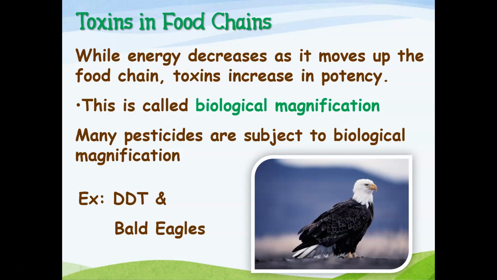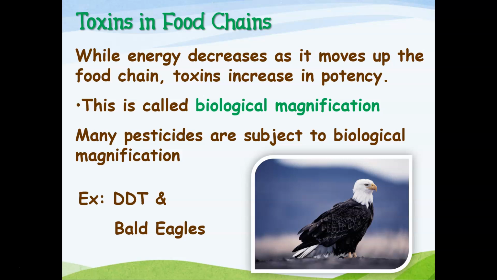And the problem is that although we've talked about how energy decreases up a food chain, nutrient availability decreases up the food chain, toxins actually do the opposite. As we move up the food chain, they actually increase in their potency. And this is the idea of biological magnification.